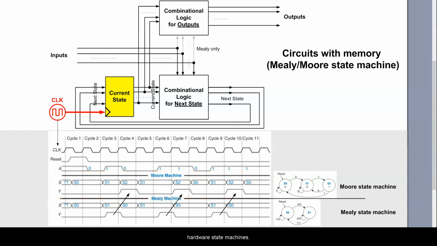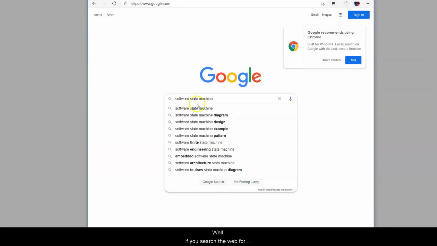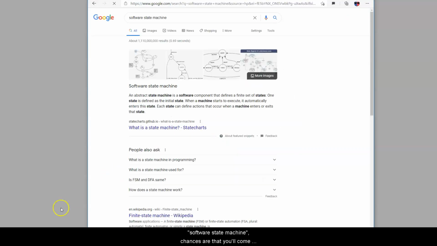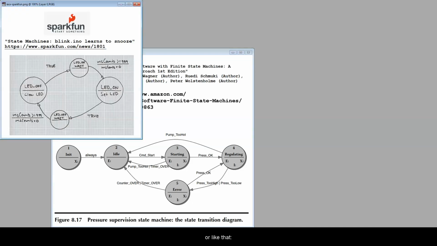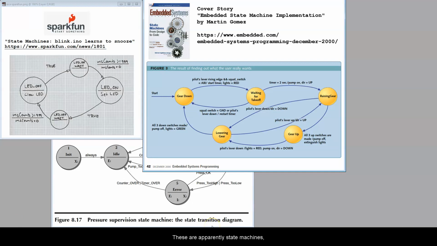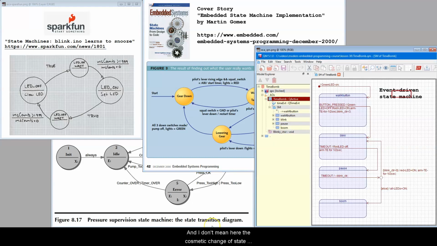Alright, so these are the original hardware state machines. But now the question is how all this relates to the state machines used in software. Well, if you search the web for software state machine, chances are that you'll come up with something like that. Or like that. Or like that. These are apparently state machines, but they are very different from the event-driven state machines that you've learned in this video course in lessons 35 and 36. And I don't mean here the cosmetic change of state presentation as circles versus rounded corner rectangles. No, I mean the real difference in what drives the state transitions, because these are apparently not events.